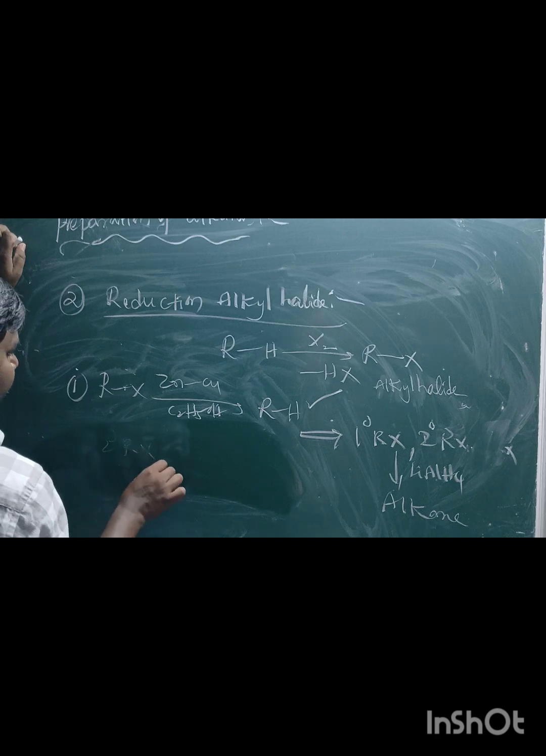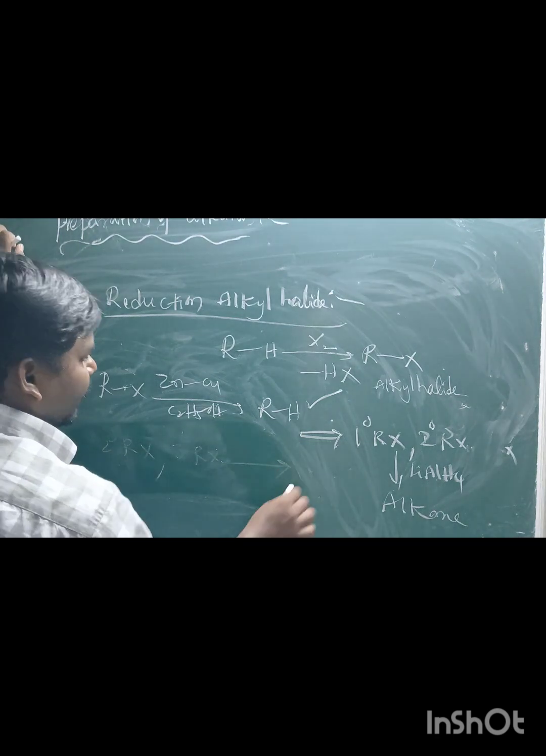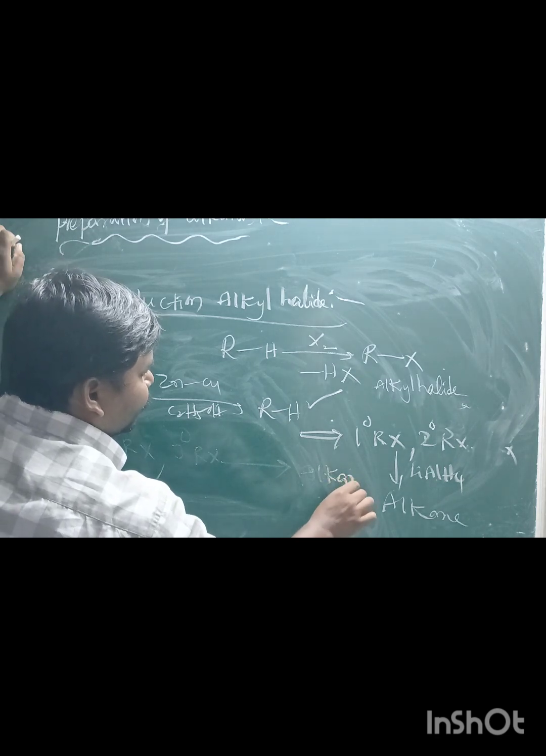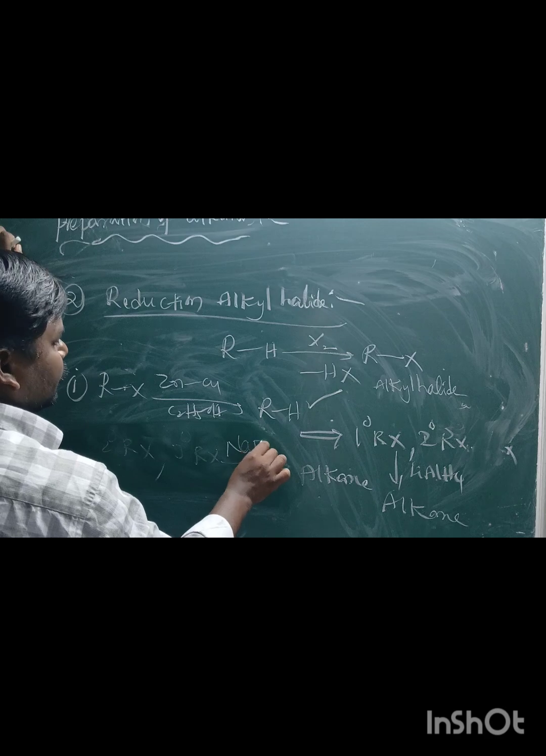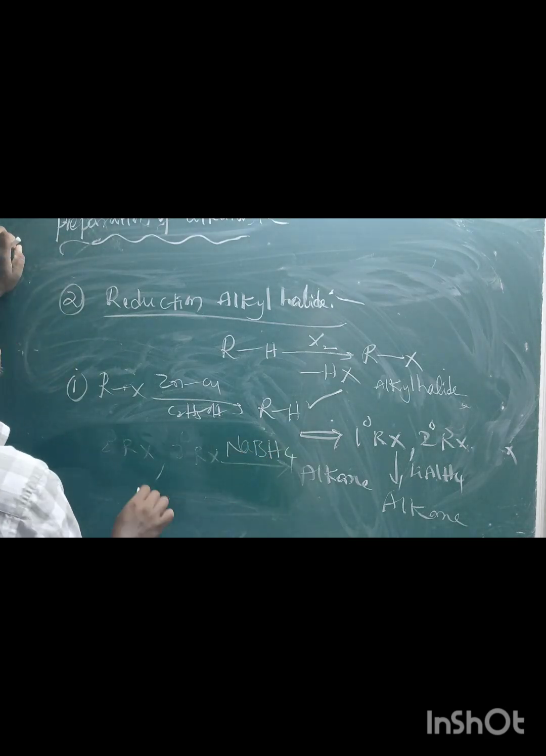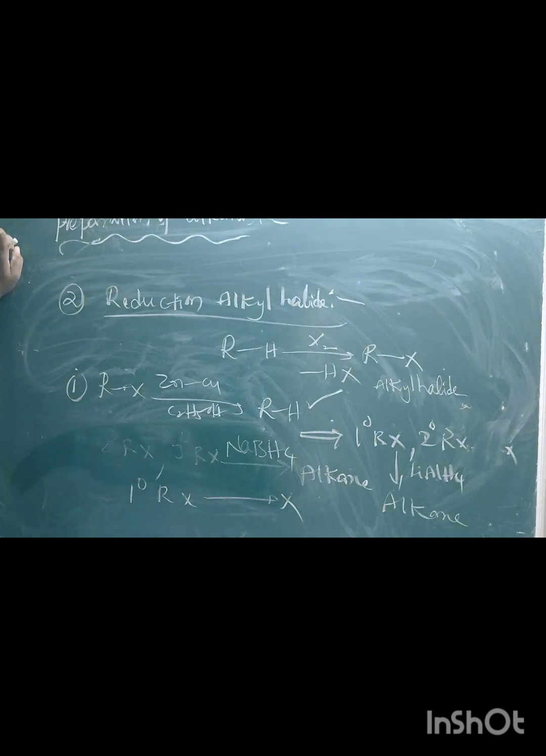Secondary alkyl halides and tertiary alkyl halides can be converted into alkanes by using sodium borohydride, but not primary alkyl halides.